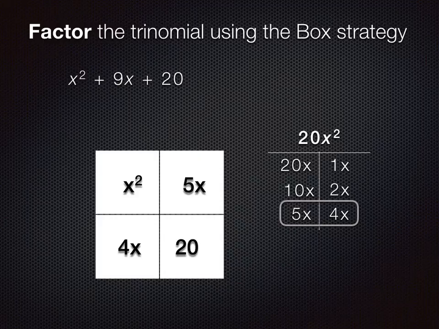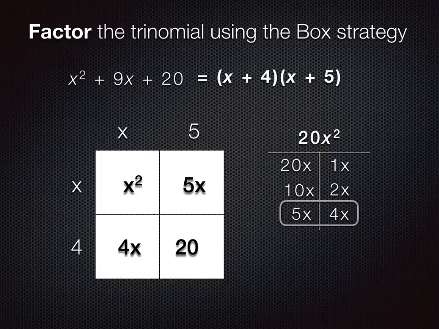And now what we do is we reverse multiply to figure out what to put on the sides of the box. I've factored out of the top row an x, and x times x is x squared. X times what is 5x? X times 5. 5 times what is 20? 5 times 4. And so then what we do is we just write this in factored form as x plus 4 times x plus 5. So the box strategy is actually really helpful for factoring trinomials. We'll get more practice with this now.